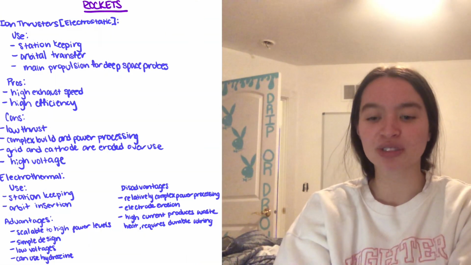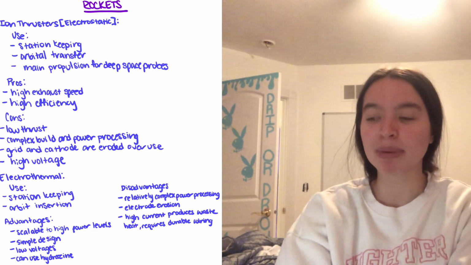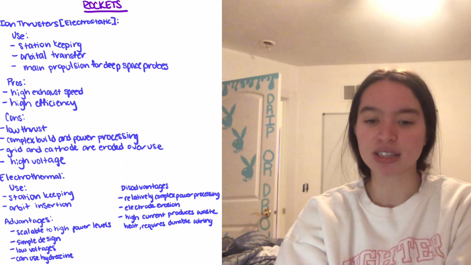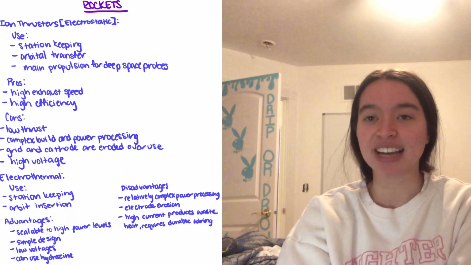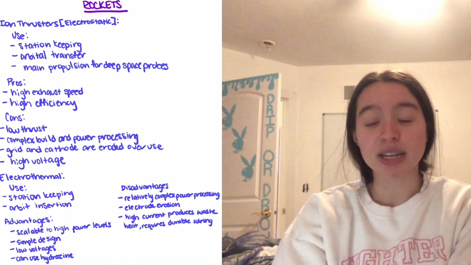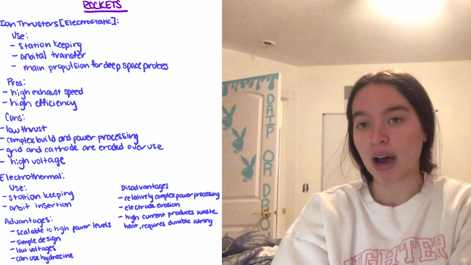Next are the ion thrusters, in the category of electrostatic. They're used for station keeping, orbital transfer, and main propulsion for deep space probes. Their pros are a high exhaust velocity and high efficiency, but the cons are low thrust, a complex build and power processing, the grid and cathode are eroded over use, and there's also high voltage.